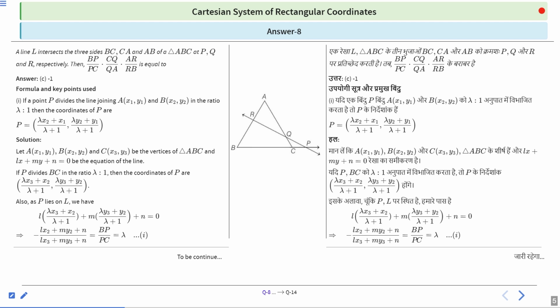So we will write these coordinates in the equation of the line in terms of x and y. Therefore we can write L times (lambda x3 plus x2) upon (lambda plus 1) plus M times (lambda y3 plus y2) upon (lambda plus 1) plus N is equal to 0. Therefore, after solving, you will get minus (Lx2 plus My2 plus N) upon (Lx3 plus My3 plus N) is equal to BP upon PC is equal to lambda.